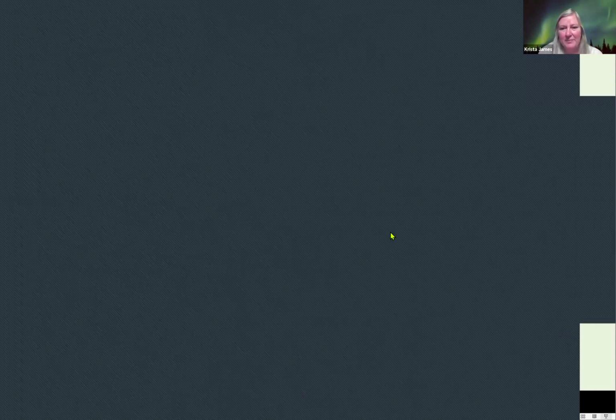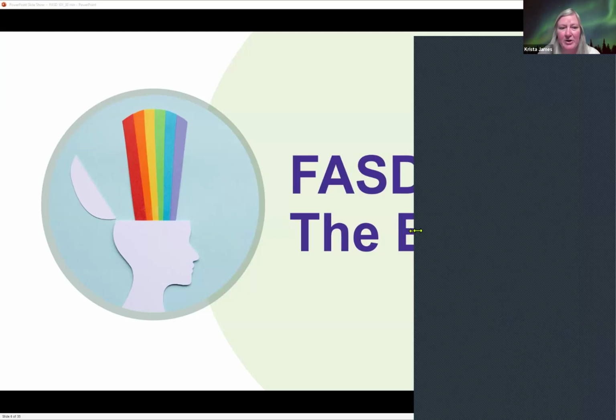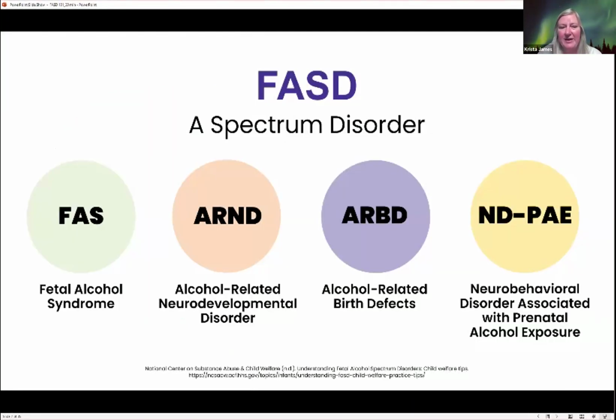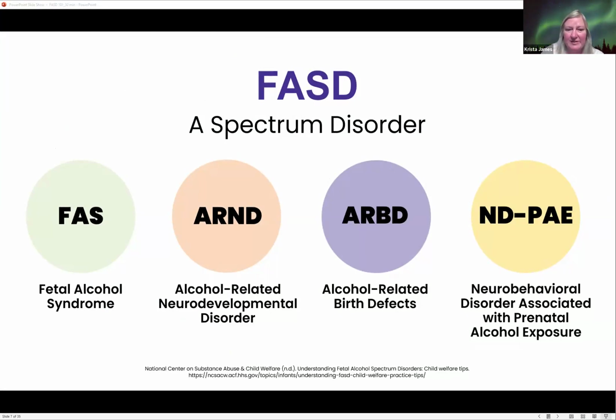FASD is an umbrella term, and it describes the range of effects of a group of disorders that occur when an individual has been affected by prenatal exposure to alcohol. So the symptoms can range from mild to severe, and they affect each person differently. And the diagnosis is based on particular symptoms. And here are the diagnoses that we have available to us right now.